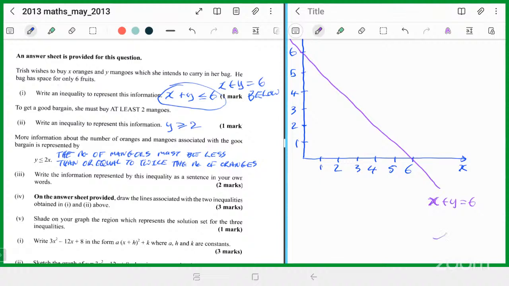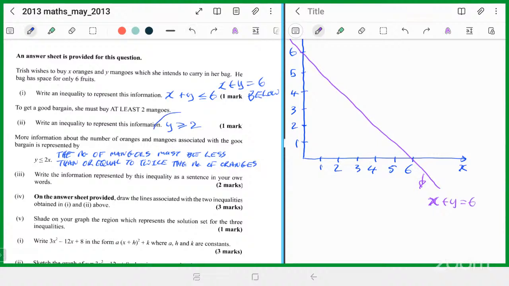Notice I will label the line with the equal sign, and put the arrow on here to remind me that I want to go below the line. So the region that I want is somewhere in here, below that line.